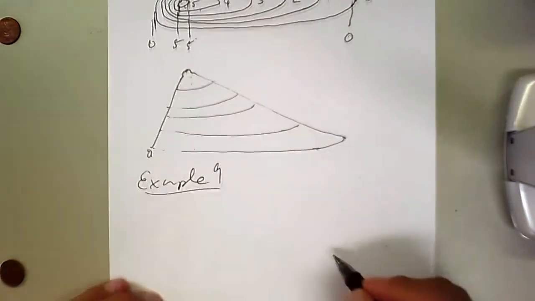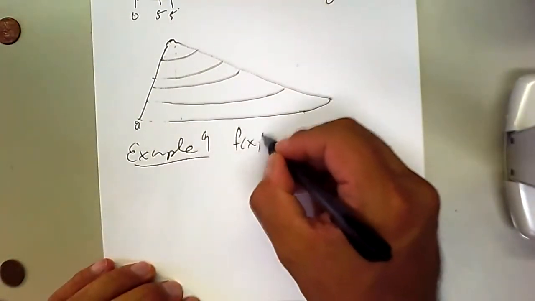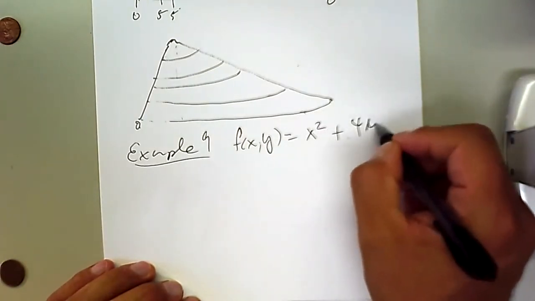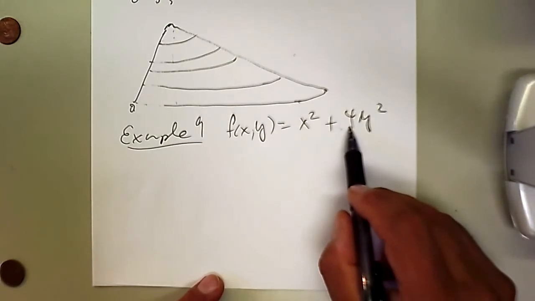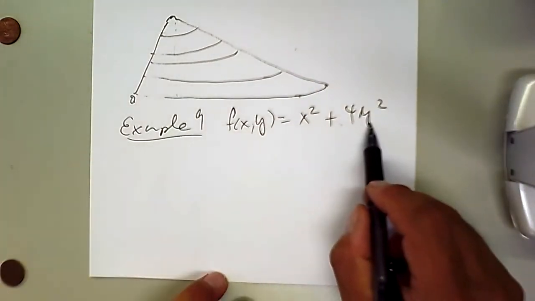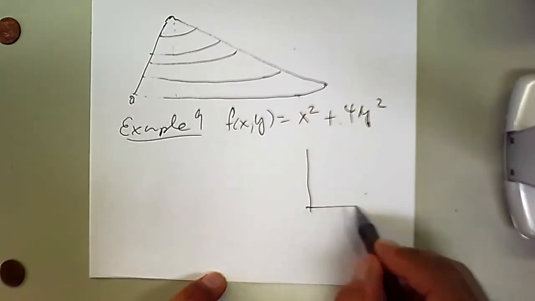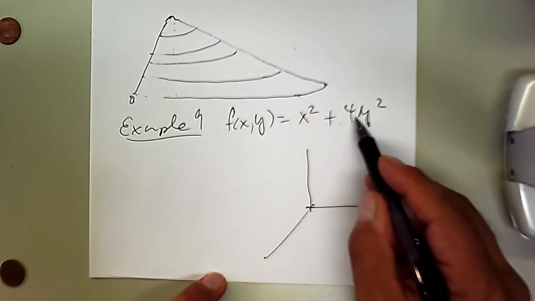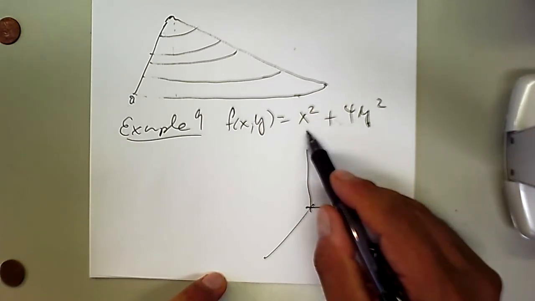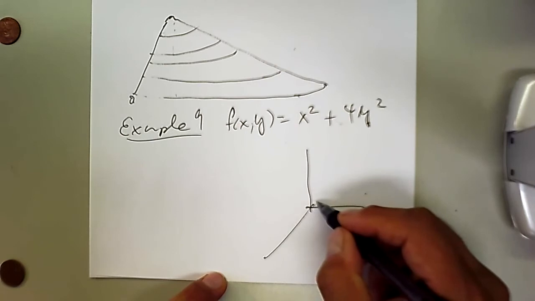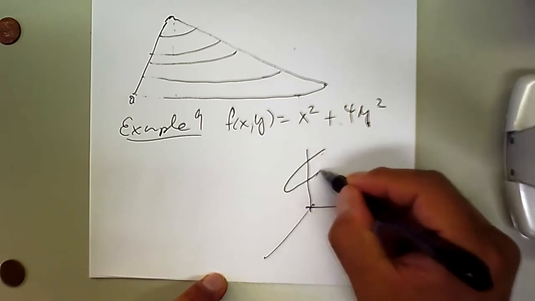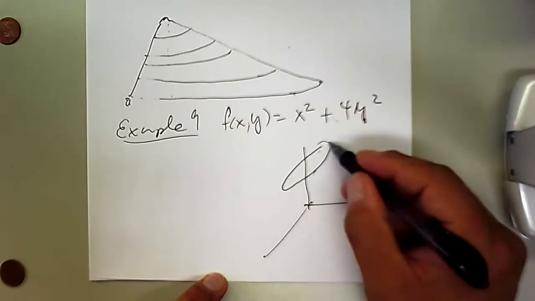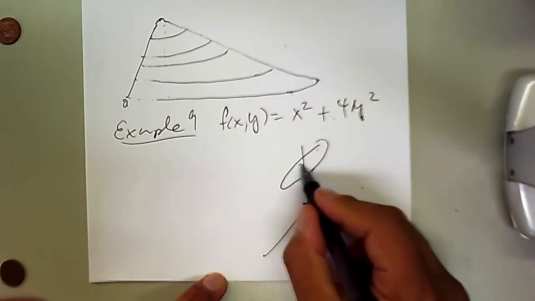Example 9. Let's say you have f of x, y equals x squared plus 4y squared. In this case, the cross sections are going to be ellipses, and this 4 indicates that we're going to be steeper going in the y direction. So going in the y direction, we have a much steeper slope than in the x direction. So that means that the level curves are going to be ellipses that go about this way. They're going to be long on the x, shorter on the y.